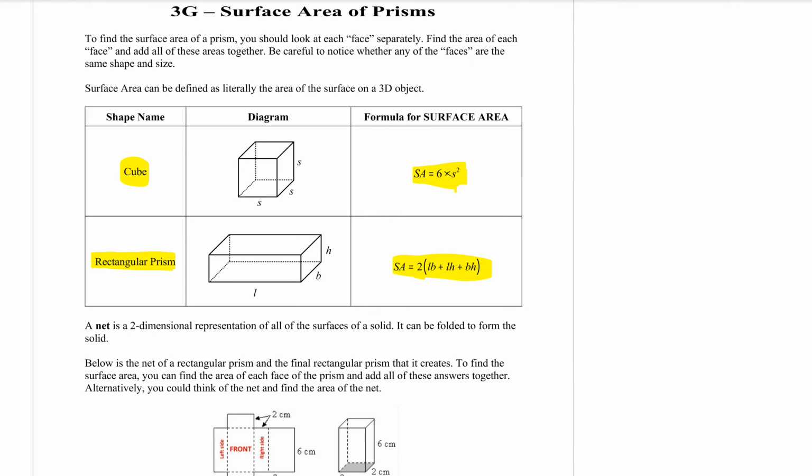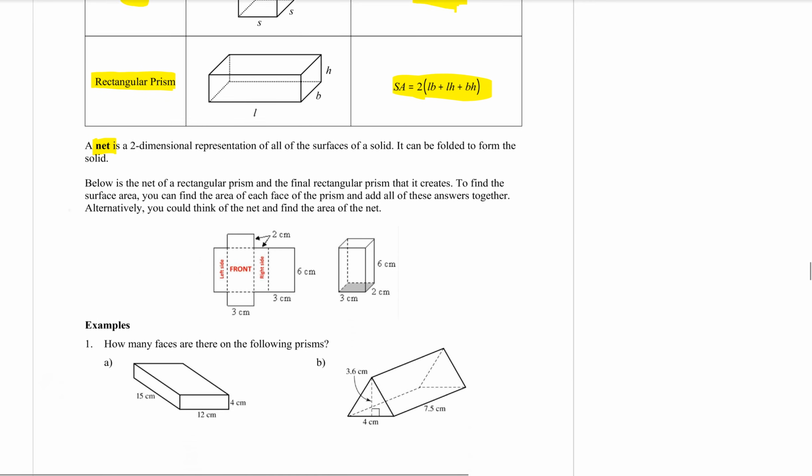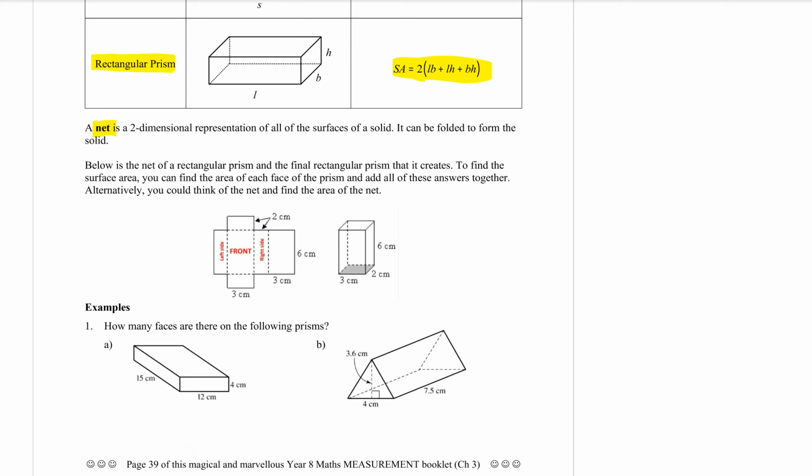A net is a two-dimensional representation of all the surfaces of a solid. It can be folded to form the solid. So below is the net of a rectangular prism and the final rectangular prism that it creates. To find the surface area, you can find the area of each face of the prism and add all of these answers together. Alternatively, you could think of the net and find the area of the net, like finding the area of composite shapes and adding all those rectangles together.